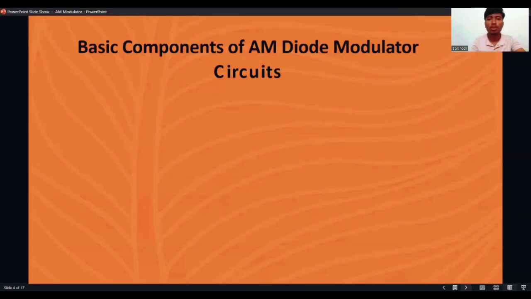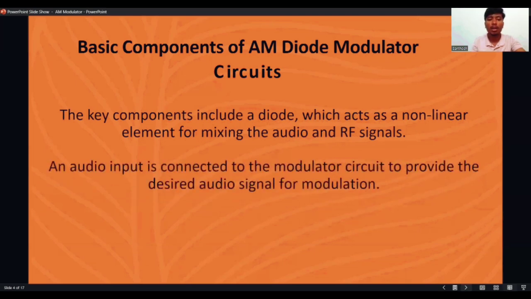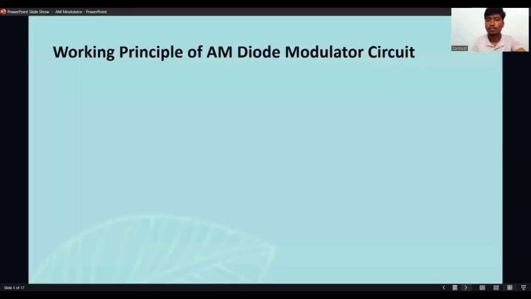The basic components of AM diode modulator circuits: the key components include a diode, which acts as a non-linear element for mixing the audio and RF signal. Then an audio input is connected to the modulator circuit to provide the desired audio signal for modulation. And finally, the RF input delivers the carrier wave signal that will be modulated with the audio signal.